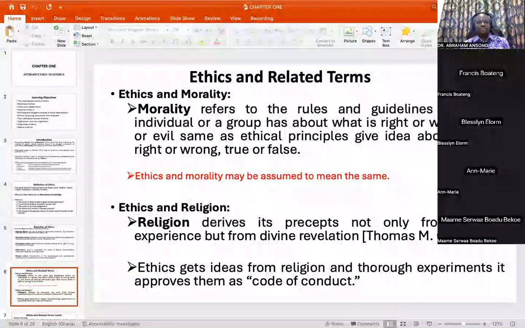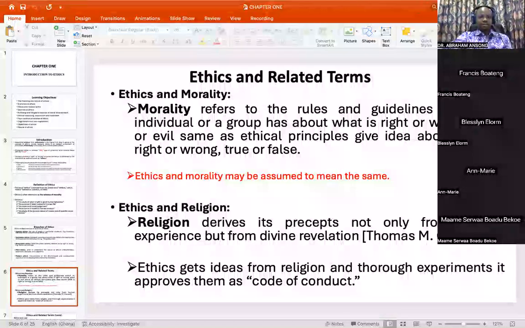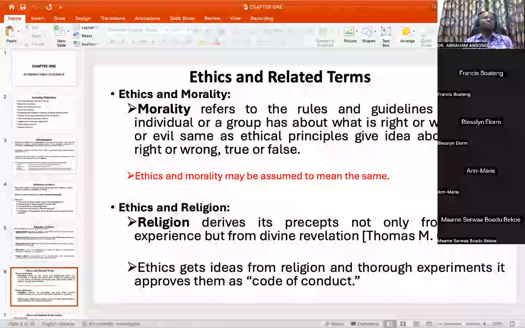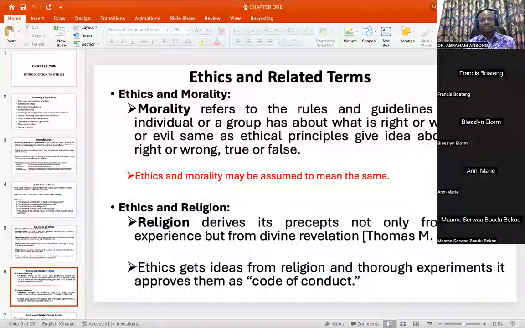So we have ethics and related terms. We have some terms that are very close to ethics, some almost the same as ethics, others different. Let's look at the first one, the concept of morality. Morality refers to the rules and guidelines which an individual or a group has about what is right or wrong, good or evil, same as ethical principles give ideas about what is right or wrong, true or false.